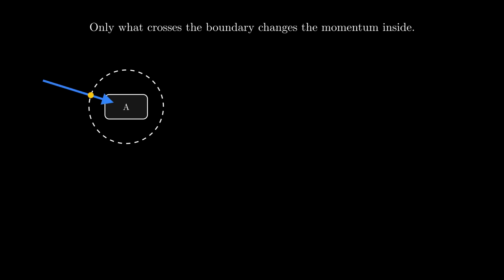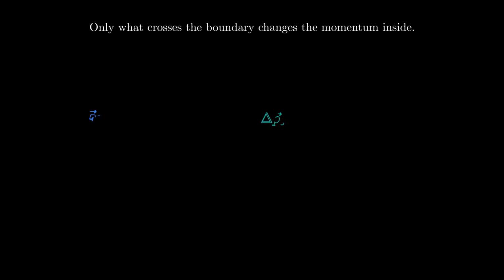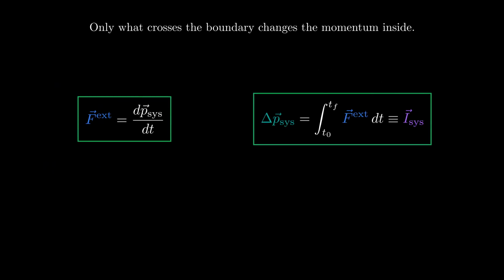So the boundary is a choice, and it is the most powerful choice you make. Draw it small and the force is external, changing your system's momentum. Draw it large enough to swallow both partners of a third law pair, and that same force falls silent. Physics does not change. The bookkeeping does. Choose the boundary well, and the messy internal traffic disappears, leaving only the few forces that reach in from outside.